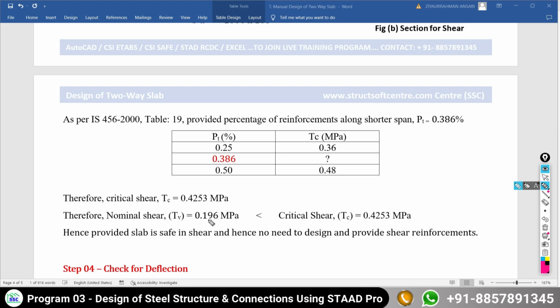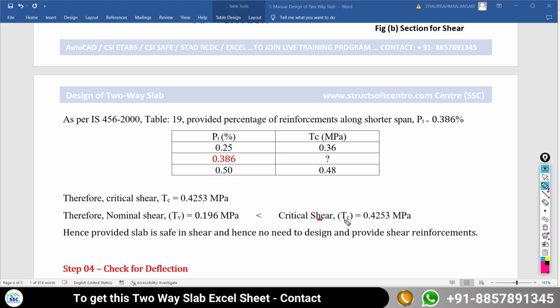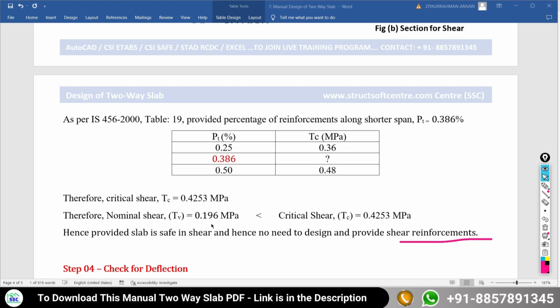0.4253. So actual stress is less than the capacity. It means that the provided slab is safe in shear, and hence there is no need to design and provide the shear reinforcement. So basically our check is passing, hence we don't need to provide the shear reinforcement as well as we don't need to design for the shear.